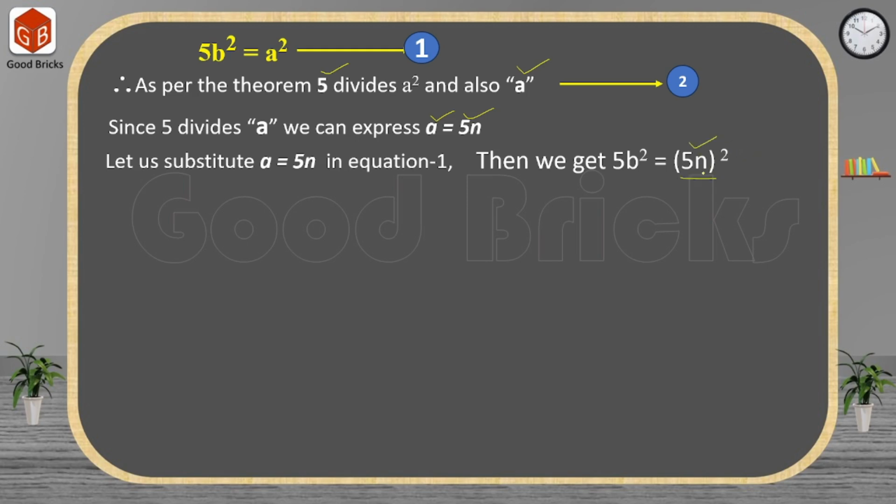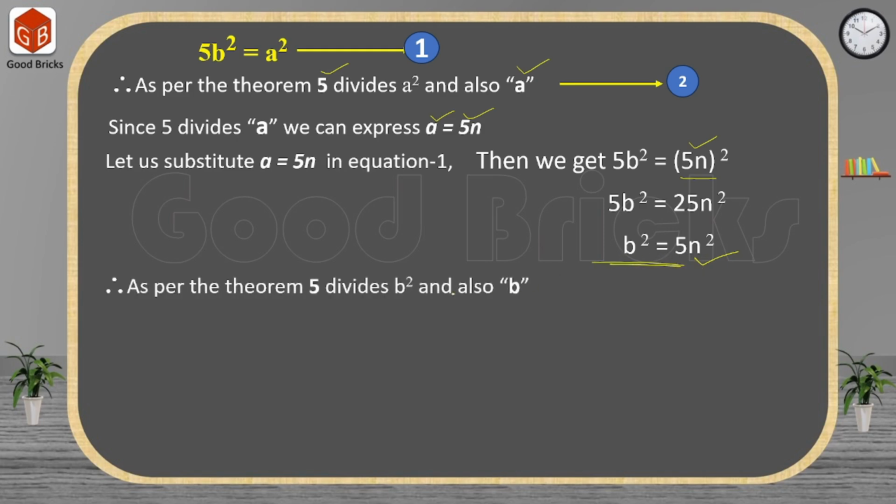Now when you simplify, you will get b square is equal to 5n whole square. And when you look at here, b square is equal to 5n square, you can observe one thing. As per the previous theorem, which we have discussed, 5 divides b square, then 5 also divides b. Now let us assume this as condition 3. Now here only the main twist of this problem comes. What is that? If you look at the second equation and third equation, from these two equations, you can clearly observe that 5 divides a, 5 also divides b.